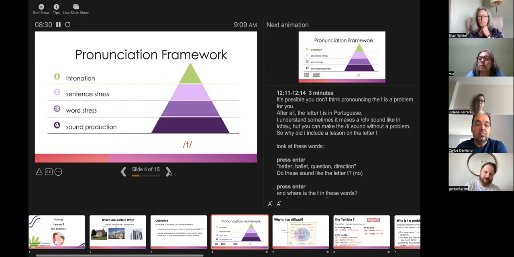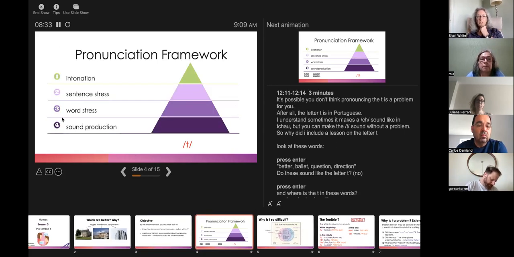Beautiful pronunciation. Okay, so it's possible, as I said at the beginning, that you think pronouncing the letter T isn't a problem for you. After all, the letter T is in Portuguese. I understand that sometimes the T makes a ch sound, depending on where you live. This is what one of my students told me. But you can certainly make the T sound with your mouth without a problem. So why did I include a lesson on the letter T if it's not a problem?